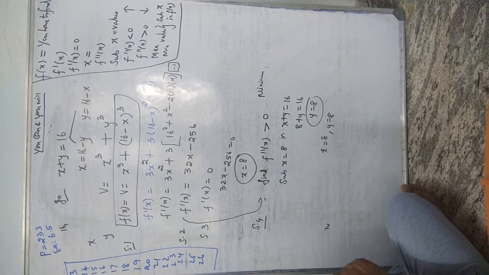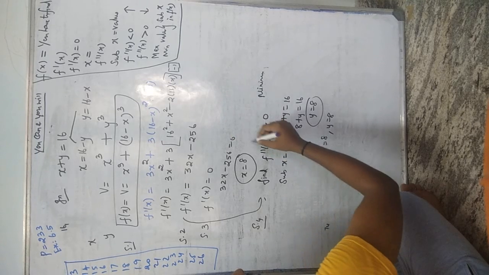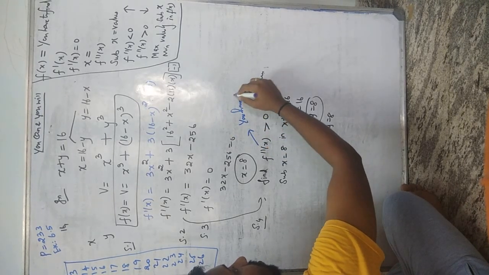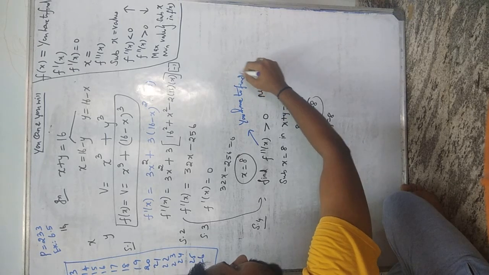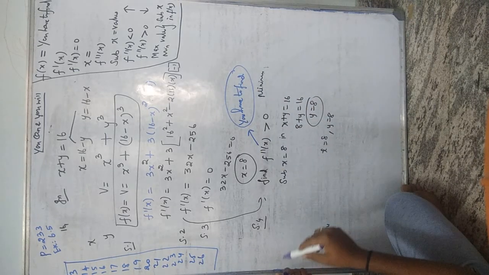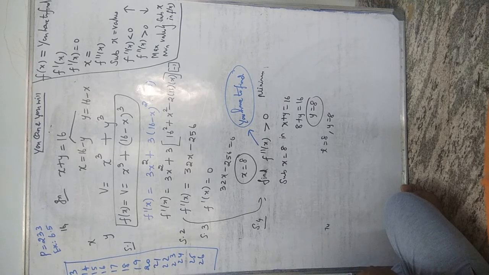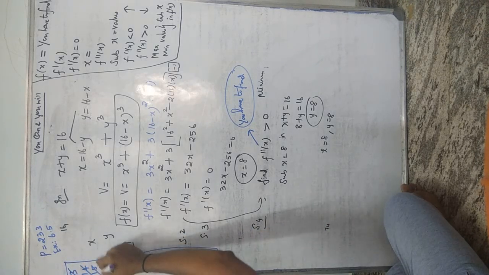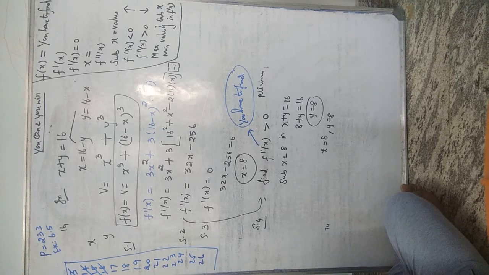So the two numbers are x equal to 8 and y equal to 8. This is what you have to do. So kindly find out f dash of x and f double dash of x. Okay, so 4 sums I have completed.